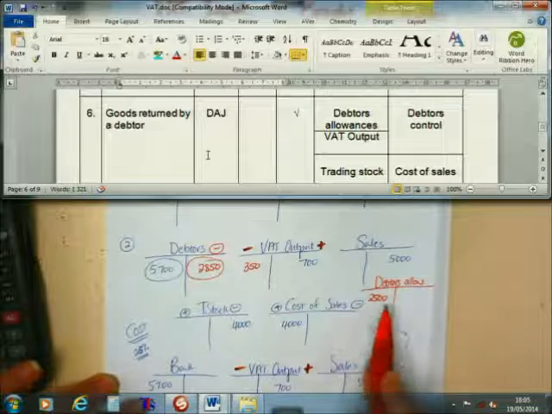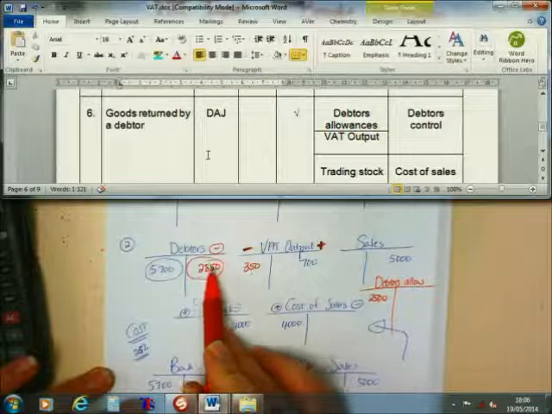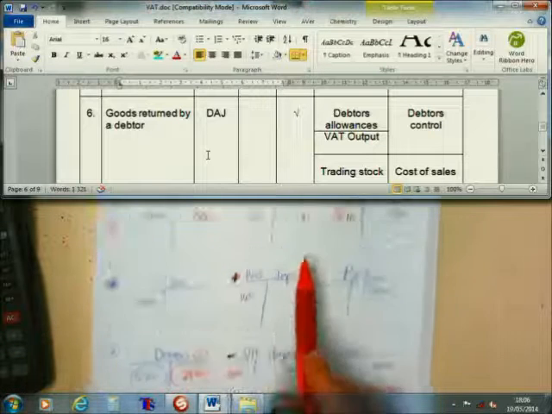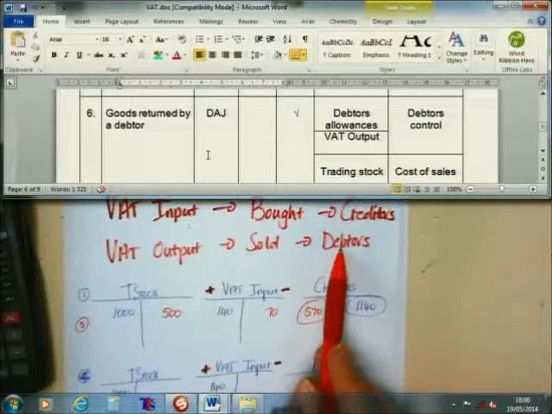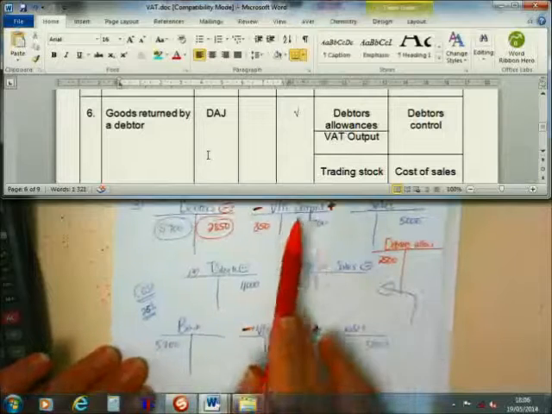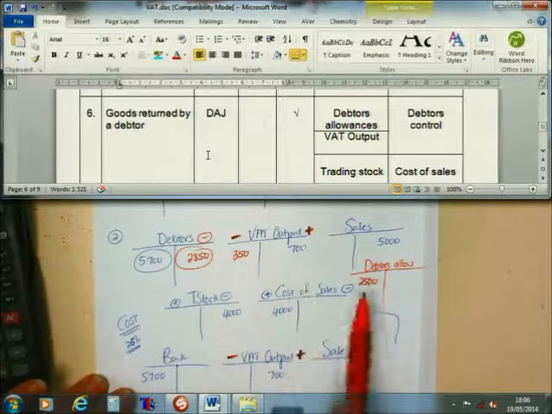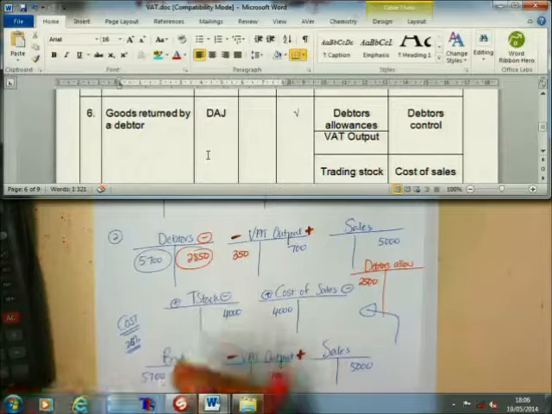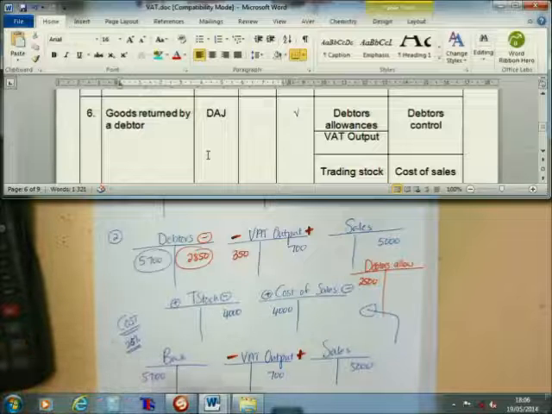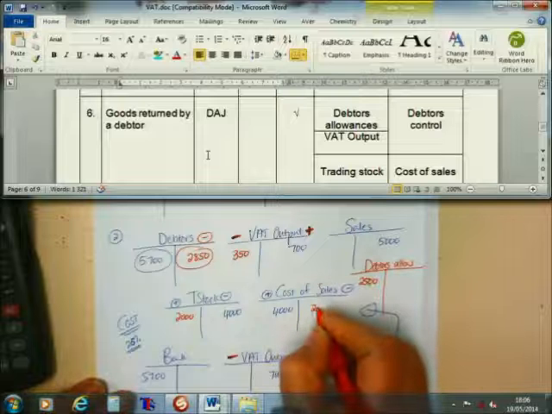Your debtors allowances on the debit side, output tax on the debit side, debtors control on the credit side, because when we sold, we are busy with the debtors. And when the debtors, we are busy with the debtors, we're busy with output. And when the debtors returned, we make the output less. And the cost price of this is 2,500 times 100 divided by 125. That gives us trading stock become more, cost of sales become less.